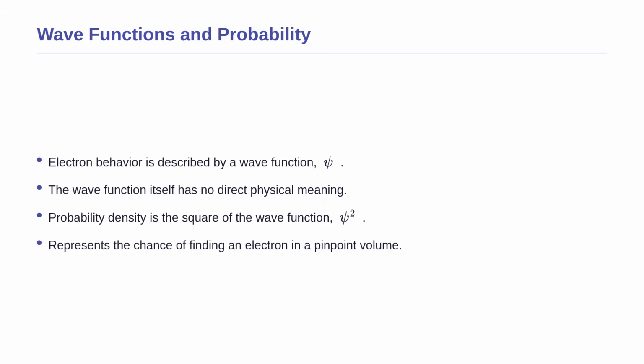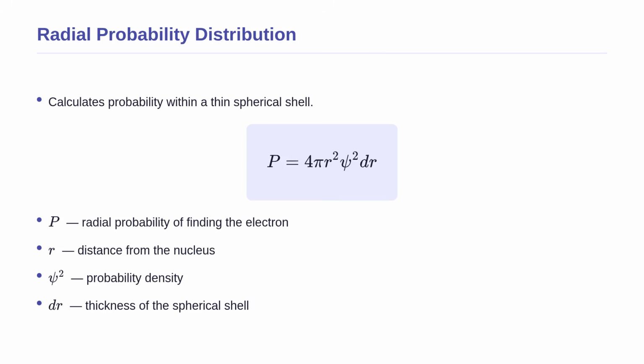In quantum mechanics, the behavior of an electron is described by a mathematical expression called a wave function, denoted by the Greek letter psi. While the wave function itself does not have a direct physical meaning that we can measure, squaring it gives us something incredibly useful. The square of the wave function represents the probability density. You can think of probability density as the exact chance of finding an electron in a tiny, specific, pinpoint volume of space. But to understand the whole atom, we need to look at how this probability changes as we move outward from the nucleus. This brings us to the mathematical core of our topic.